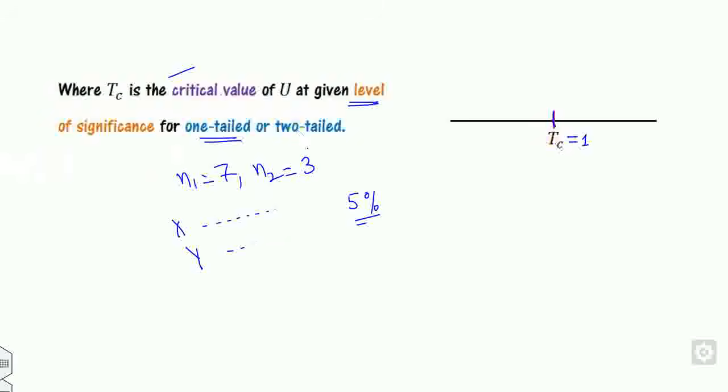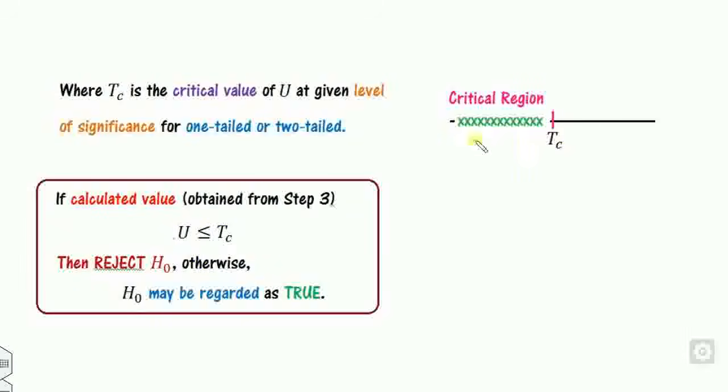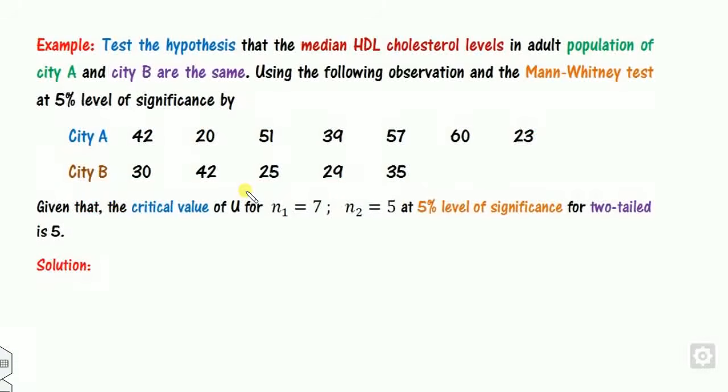Now once you find this Tc, we will define the critical region. The critical region is U less than or equal to Tc, because this portion is less than. Then we compare the calculated value, which we obtained from step three. If this value satisfies this equation, then we reject H0. Otherwise we accept H0. We will see this illustration with the help of a numerical example.